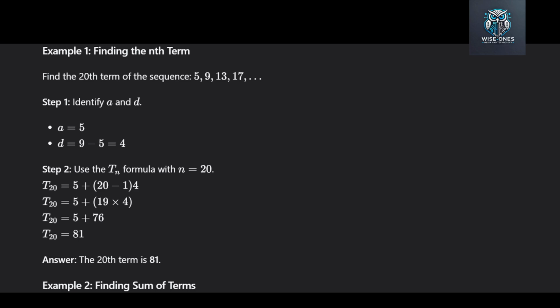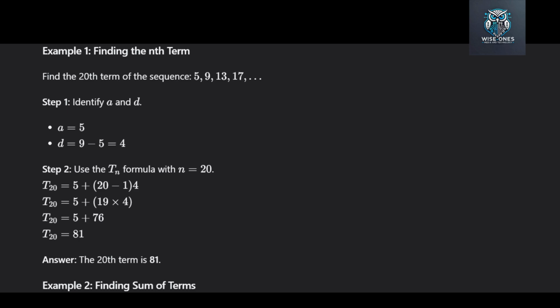Step 2. Use the T sub n formula with n equals 20. The formula is T sub n equals A plus open bracket n minus 1 close bracket multiplied by D. Substitute the values. T sub 20 equals 5 plus open bracket 20 minus 1 close bracket multiplied by 4. Let us calculate inside the bracket first. 20 minus 1 is 19, so now we have 5 plus 19 multiplied by 4. Multiplication comes before addition.